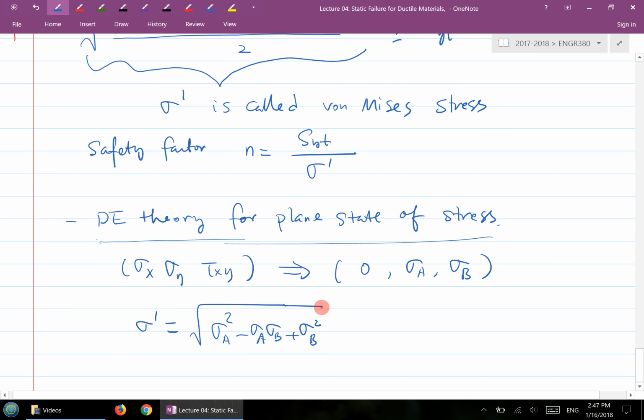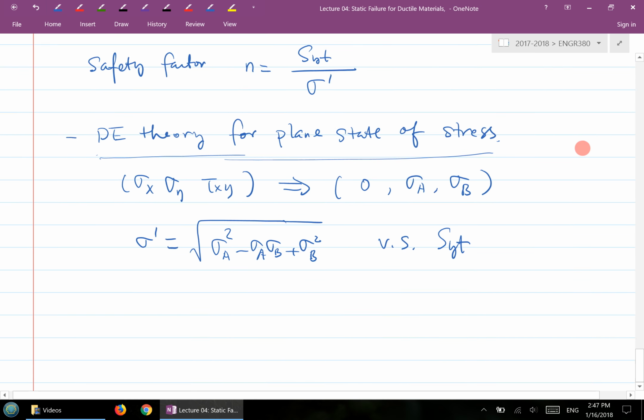So that essentially is saying, if you want to check the safety using DE theory, all you need to do is compare this quantity with SYT, and you'll get the answer.